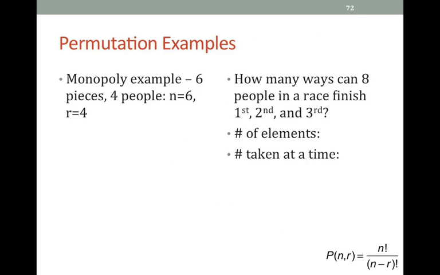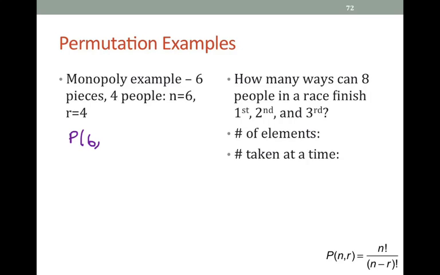So we did this monopoly problem yesterday in the fundamental counting principle. Let's look at how we consider it now that we understand permutations. So you have 6 different pieces in a monopoly game and 4 people who want them. So how could you calculate the different combinations of pieces that people might have?